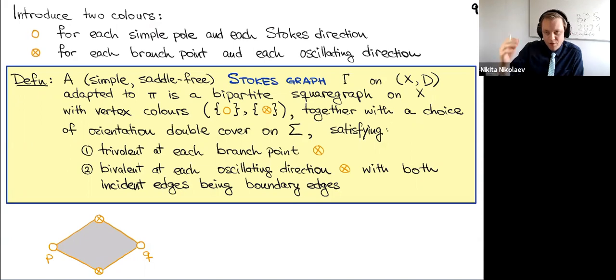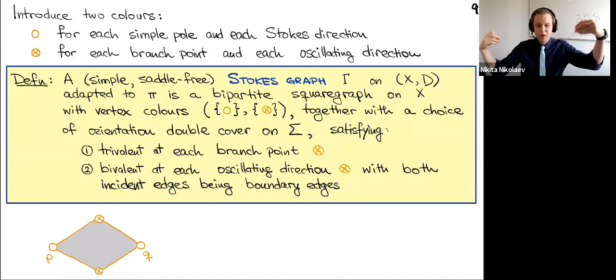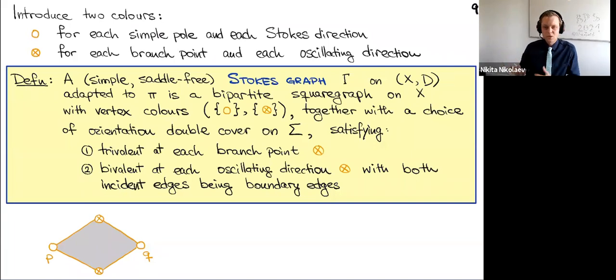And so this graph needs to satisfy 2 very simple rules. One, at every branch point, so all the crossed circles which are branch points, those need to be trivalent. And then all the oscillating directions, which are colored by the same color, I require to be bivalent. And in fact, the 2 edges that are incident to it have to be the boundary edges on the blow-up circle. And that seems to define the Stokes graph in a very simple way.